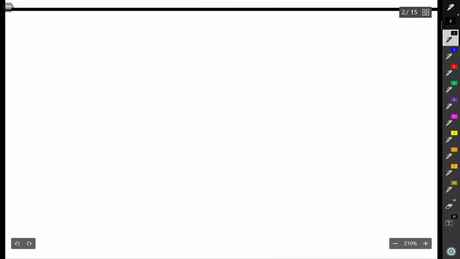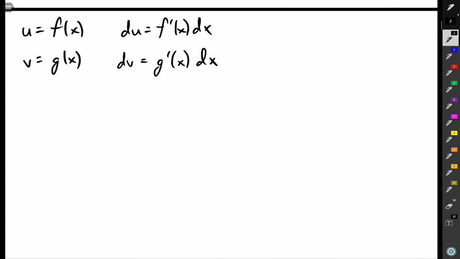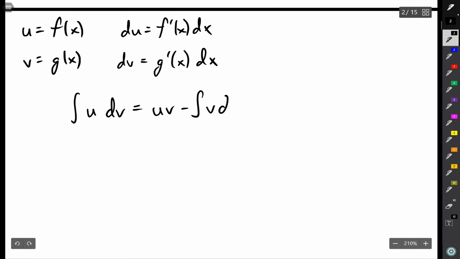All right, so let's talk about how we use integration by parts. Let's start with this. We want to look at integration by parts in another way real quick. We're going to set u equal to f of x and v equal to g of x. Then du is f prime of x dx, and dv is g prime of x dx. So we can rewrite the integration by parts formula to look like this: integral of u dv equals uv minus integral v du.